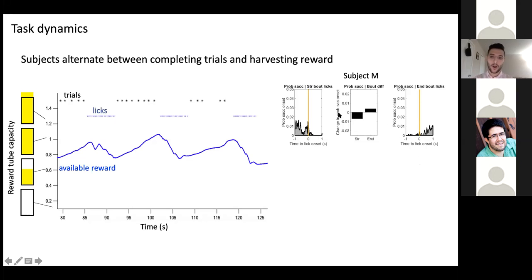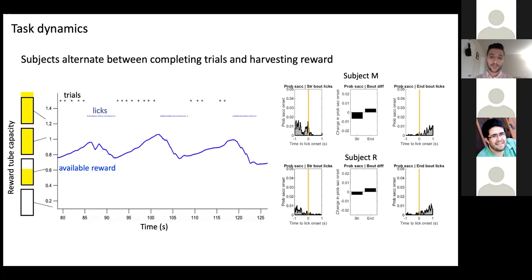And here I have just bar plots that show you the difference in the 1 second before initiation of a bout and 1 second after. And the same thing goes for 1 second before the end of a bout and 1 second after. And you can see probability drops, then probability increases. This is consistent for the most part across subjects. We have a second subject where we see pretty much the same thing.